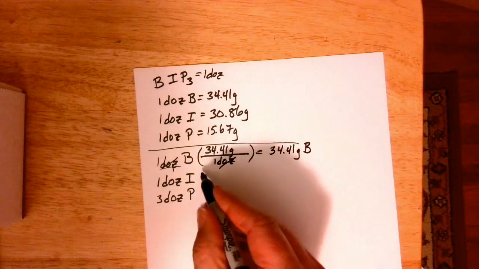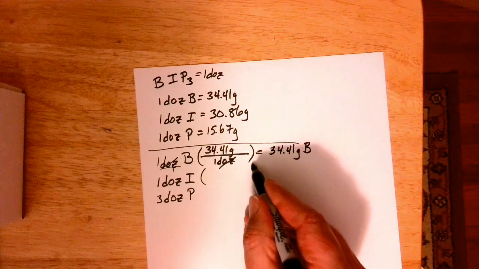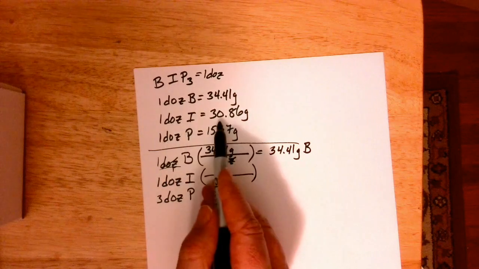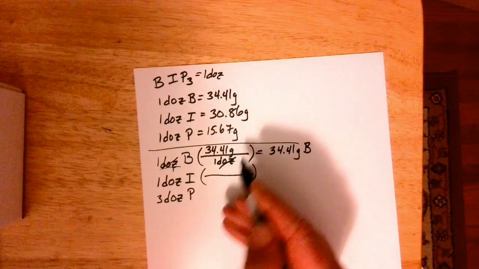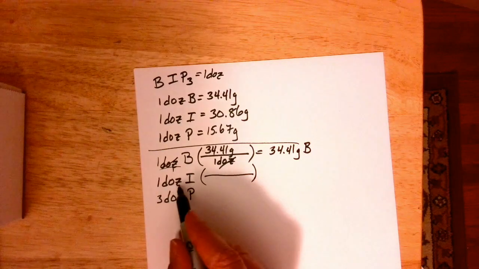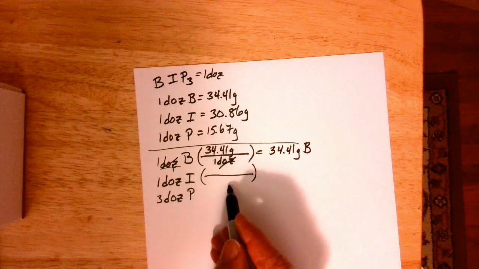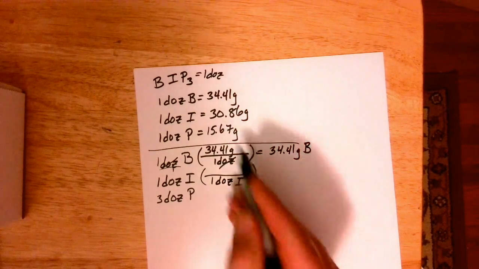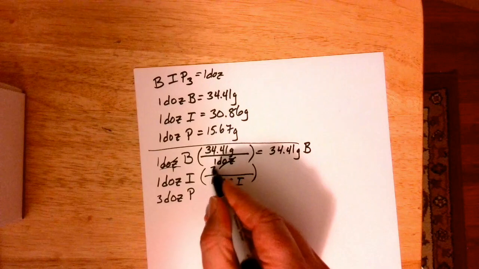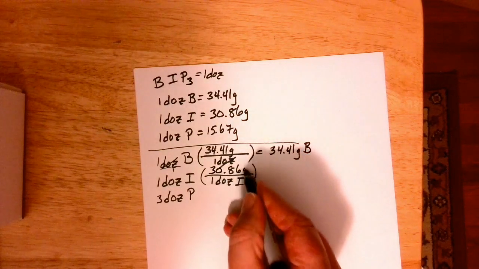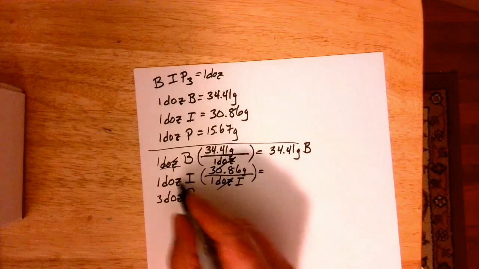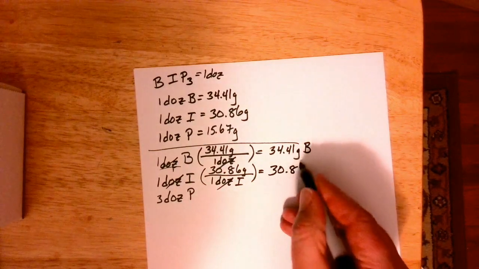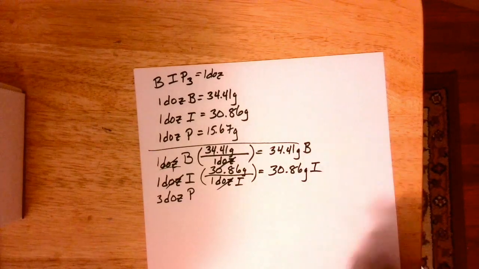Let's do the same thing with index cards. So 1 dozen index cards is 30.86 grams. So this is dozen. Technically this is over 1. So I need dozen on the bottom. So 1 dozen index cards on the bottom and 30.86 grams on top. Dozens will cancel out, which now gives me 30.86 grams of index cards.